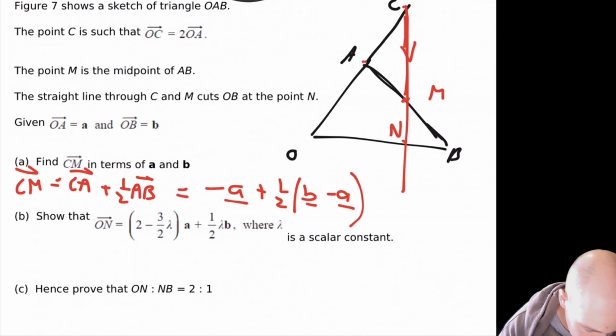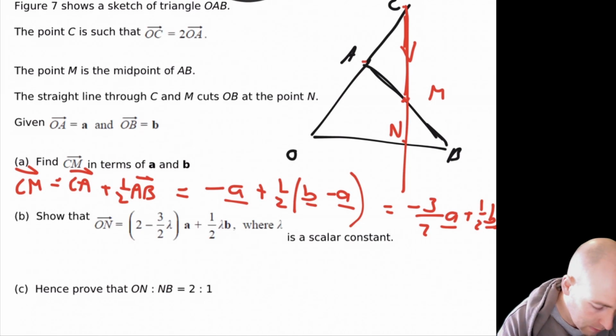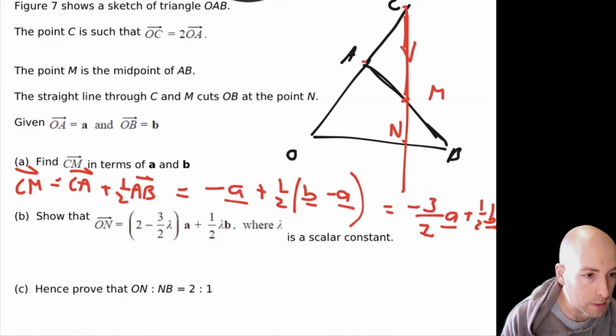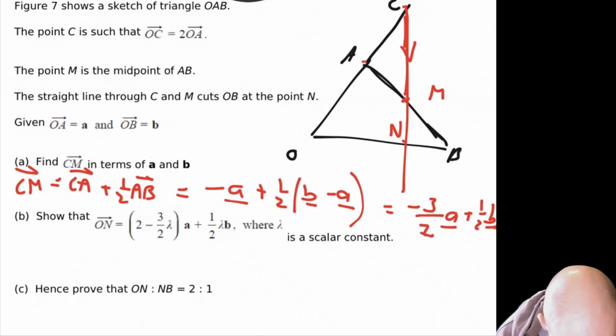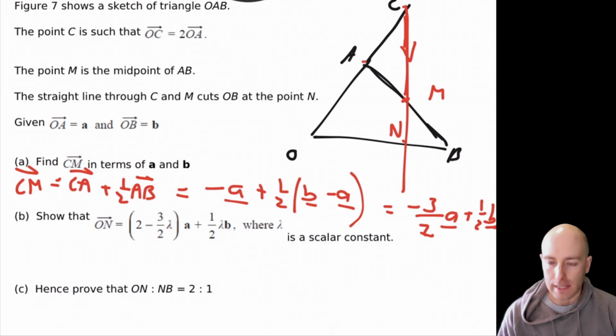We need to simplify that though, so we got A, take a half A, it's going to be minus 3 over 2 A plus half B, like you guys said in the comment section. Good job. Okay, we now need to find O to N. Okay, this is a little bit more difficult. So ON, okay, we need to find 2 different routes to get to N.